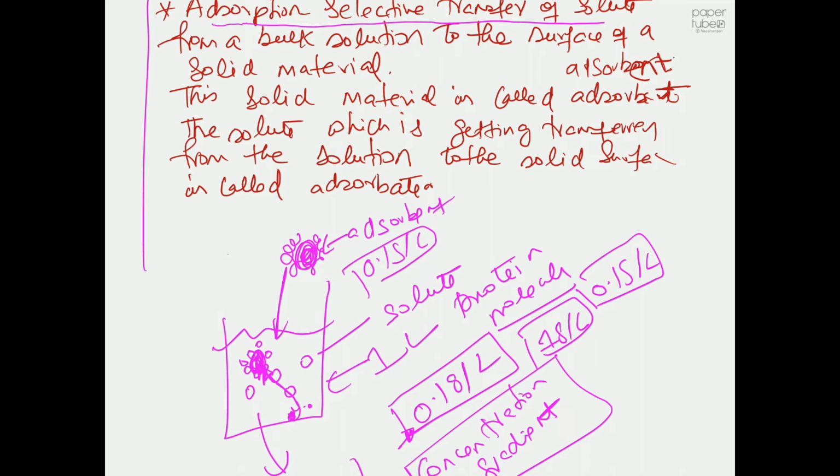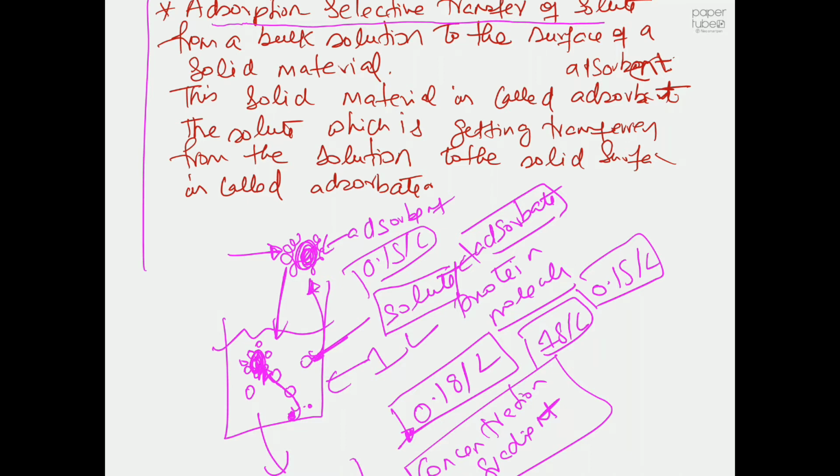And then normally the solid material that we use to take the solute from the solution is called adsorbent, and the solute which is moving from the solution side to the solid side, we call a solute, or we call it adsorbate. So these are some terminologies: adsorbent and adsorbate.